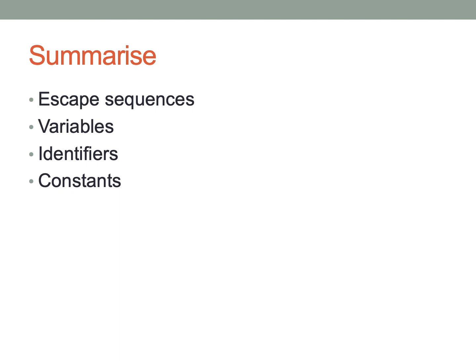To summarize, we have looked at escape sequences, which is the use of backslash, variables and how to initialize them, valid names or identifiers for our variables, classes, constants, and also methods. And finally, we have learned about constants, where it has the word final. That's all for the second part. We have one more part to cover.